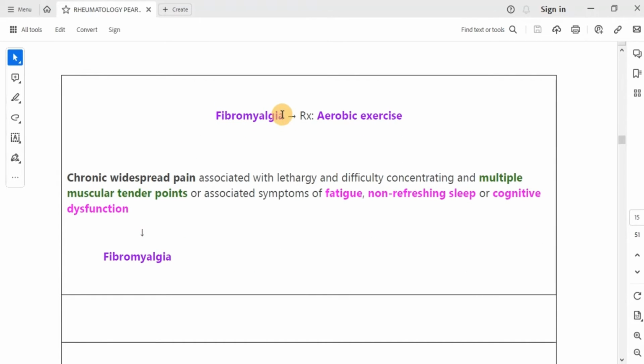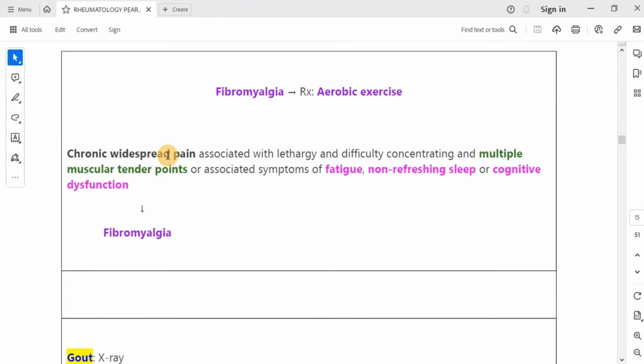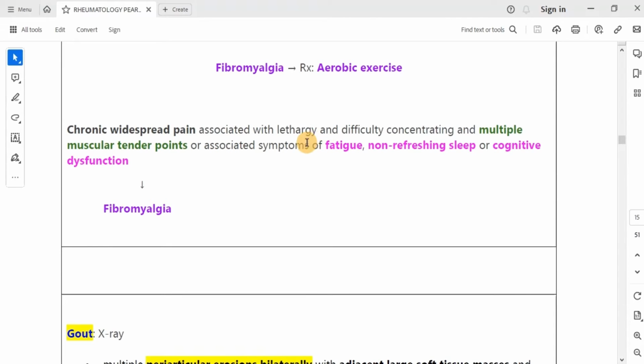Fibromyalgia, the choice of management is to go for aerobic exercise. Chronic widespread pain associated with lethargy and difficulty concentrating and multiple muscular tender points or associated symptoms of fatigue, non-refreshing sleep, or cognitive dysfunction points towards fibromyalgia. So these multiple muscular tender points, this is the pathognomonic feature of fibromyalgia. And this is in most of the cases associated with either features of fatigue or some sort of sleep disturbance. The cognitive dysfunction is less commonly seen.